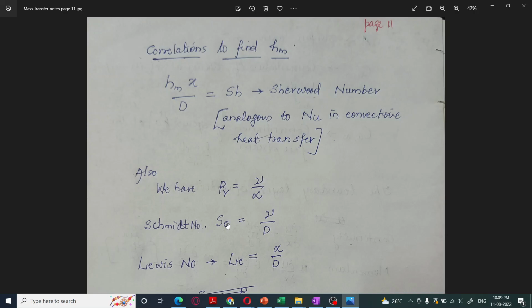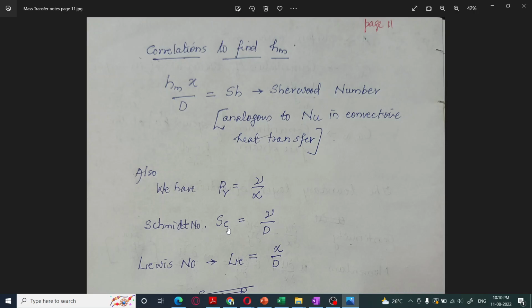Schmidt number, again. So now we have three diffusion coefficients. One is the molecular momentum diffusivity called kinematic viscosity nu, then the thermal diffusivity alpha, and we have the binary diffusion coefficient D. All will have meter square per second as a unit.